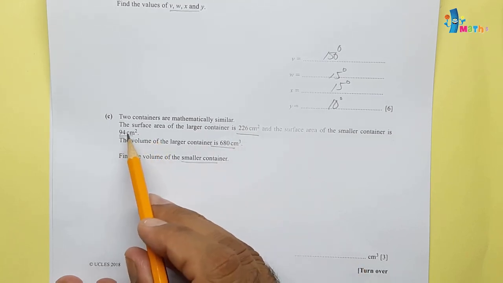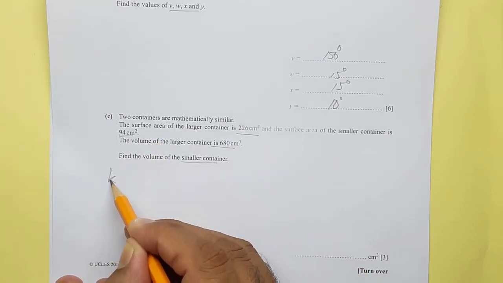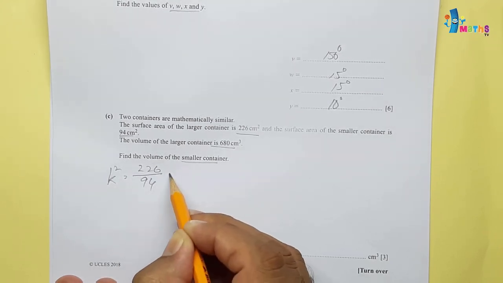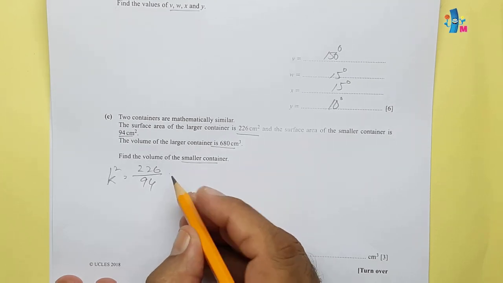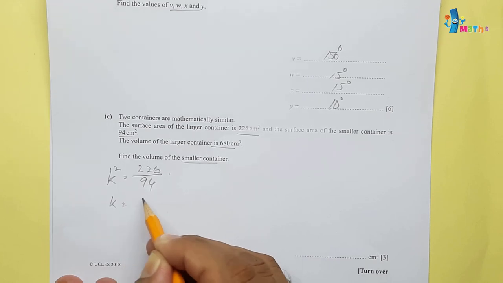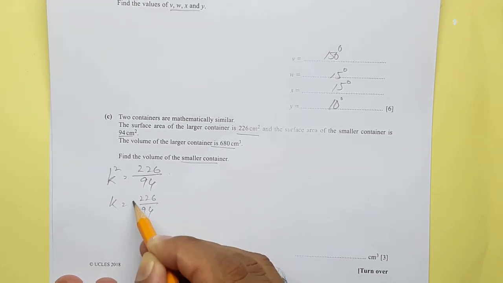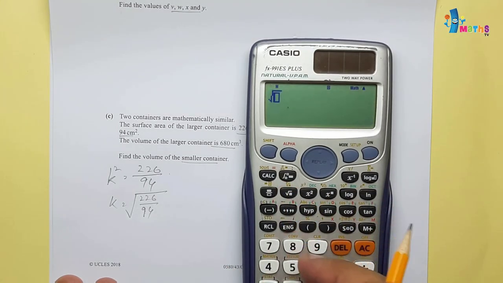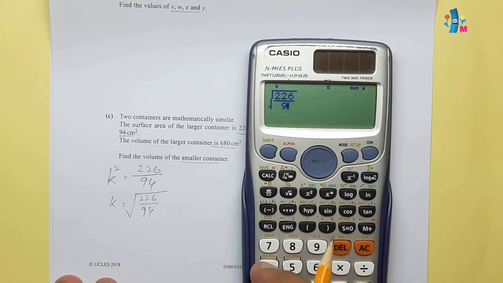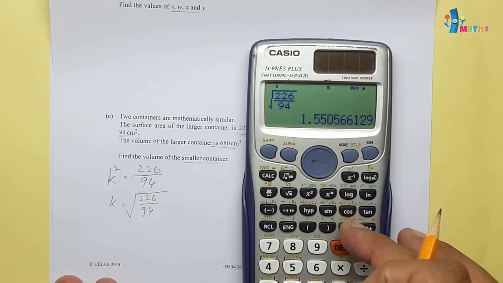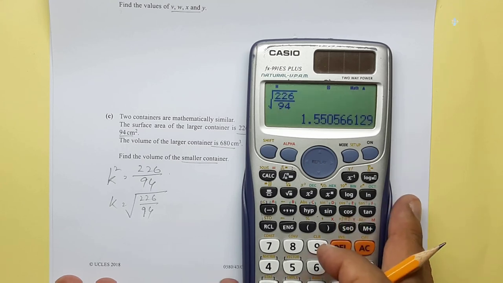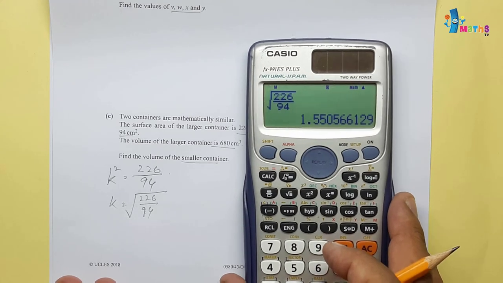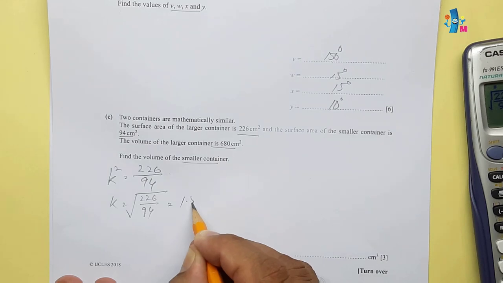So the area ratio is given. We can check the area ratio, which will be equal to k squared. So 226 over 94, and we can write k as the square root of 226 over 94. This will be equal to, in decimal, 1.55.